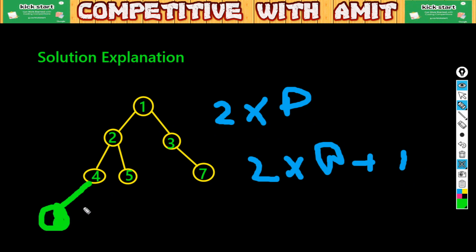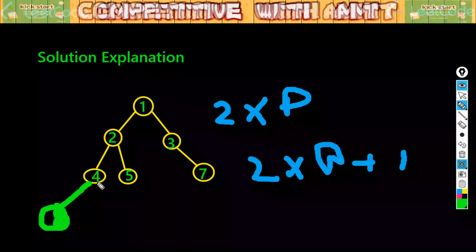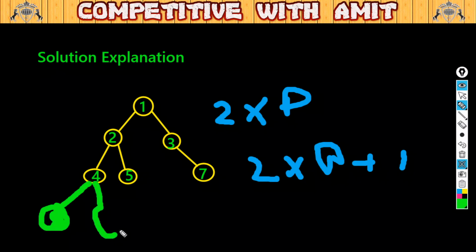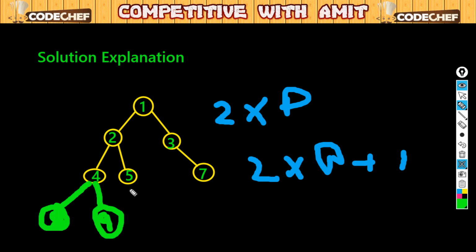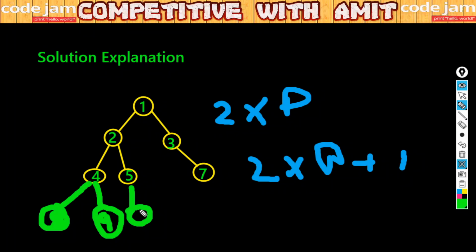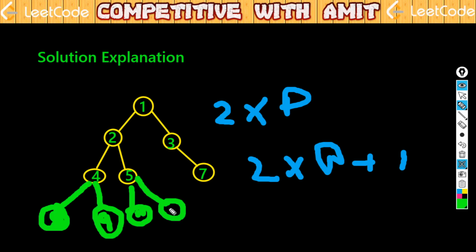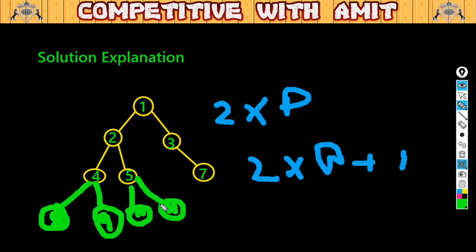we will find out for this. How will we find out? This will be 4 multiplied by 2, which is 8. Now I want to find out this value, so what will it be? 4 into 2 plus 1, so it will be 9. Now what will it be? 5 into 2 is 10, and 5 into 2 plus 1 is 11. So this is how we find the values.